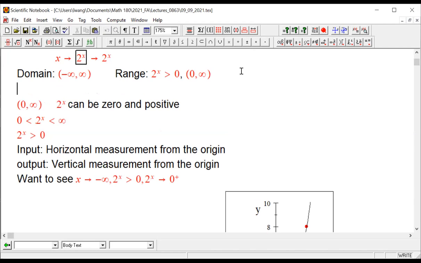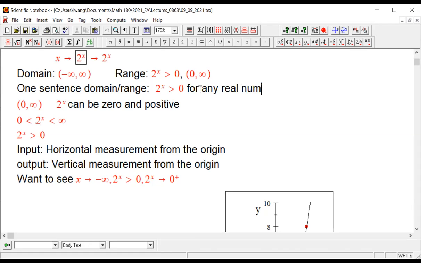Now, domain and range are both done. We have a one sentence domain range, so we have domain and range combined in one sentence. What do we say? And this is what we say. I want you guys to write it down on a flashcard if you wish. 2 to the power x is larger than 0 for any real number x.